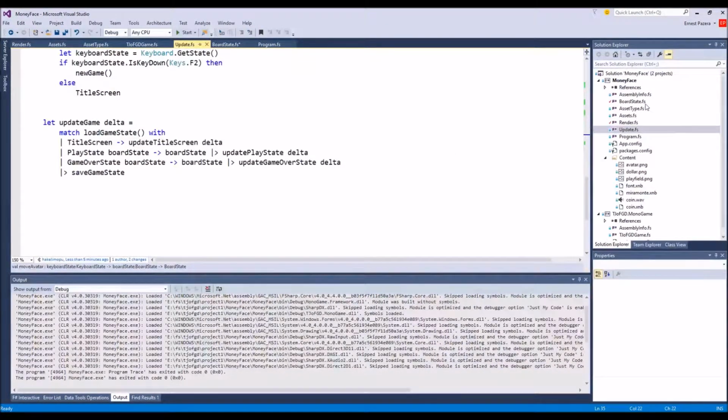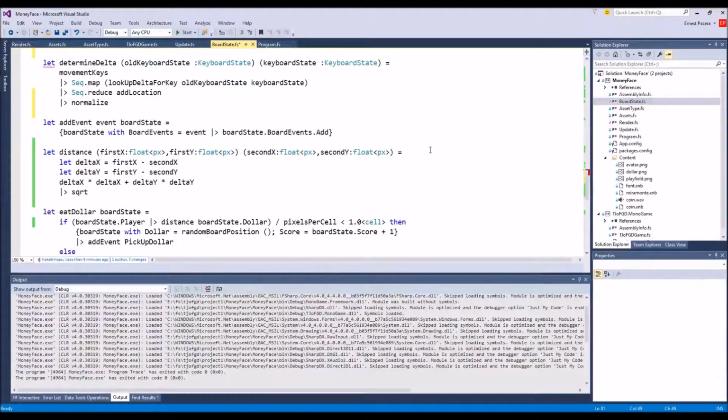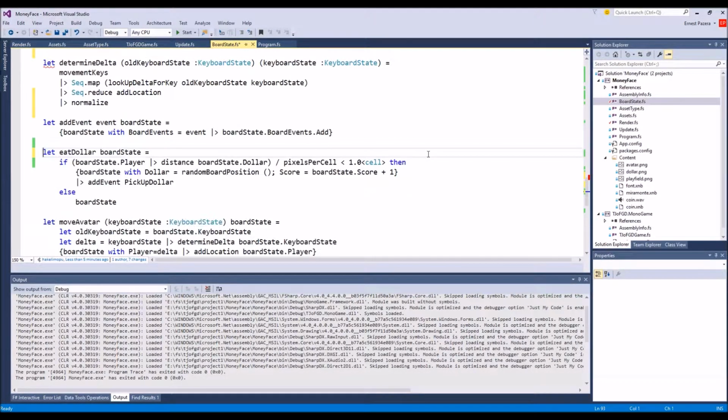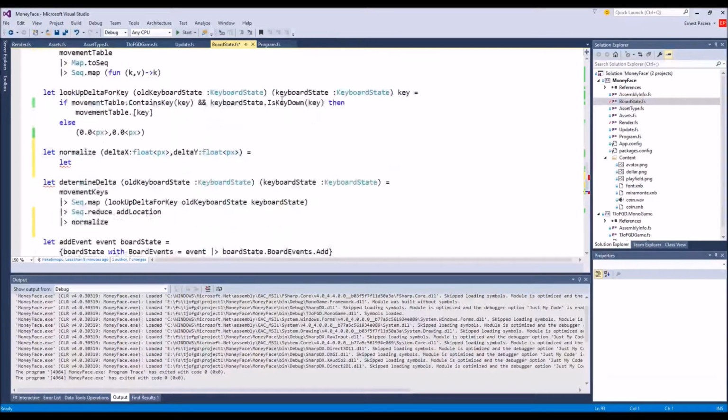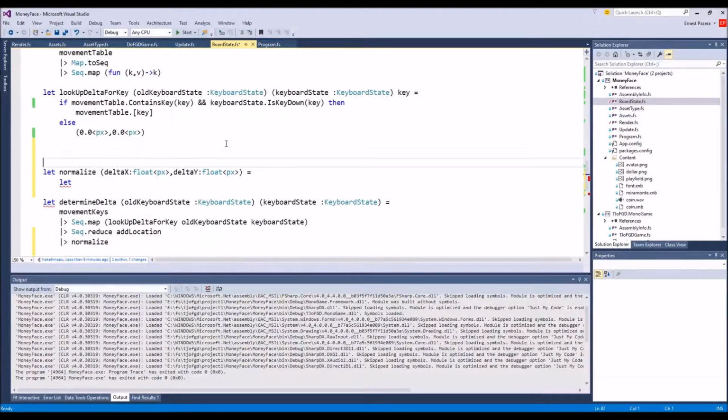Oh, maybe not. Nope, it is here, isn't it? So there's distance. We're going to make this unit independent. We do that with the almighty underscore. So we need you over here where I normalize my delta.